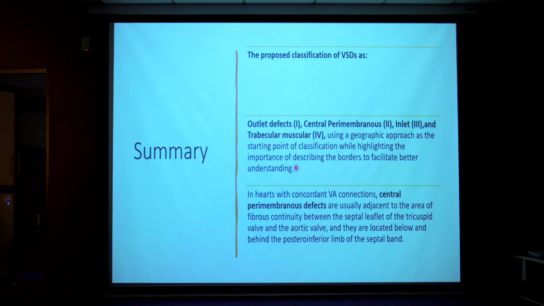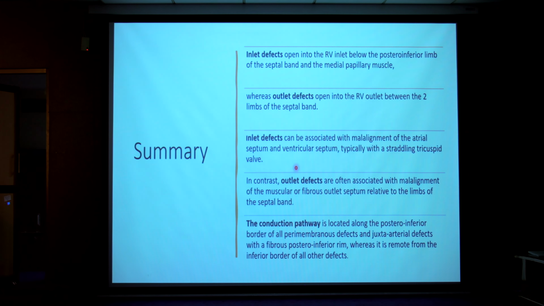In hearts with concordant connection, central perimembranous VSDs are usually adjacent to the area of fibrous continuity between the septal leaflet of the tricuspid valve and the aortic valve, and they are located below and behind the posterior limb of the septal band, as I showed you in the diagrams. Inlet VSDs open into the right ventricular inlet below the posterior inferior limb of the septomarginal trabecula and the medial papillary muscle, whereas the outlet defects are in the right ventricular outlet between the two limbs of the septal band.